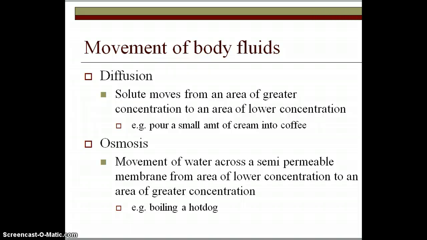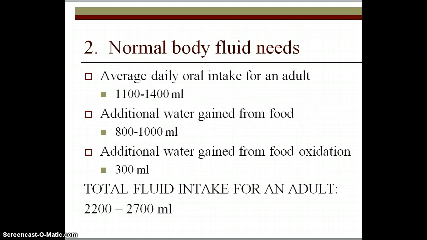We know diffusion is the process in which the solute or gas or substance in a solution moves from an area of greater concentration to lower concentration. The example they give is when your creamer distributes evenly in the coffee. We also know that osmosis is the movement of water across that semi-permeable membrane, and that happens as a result of a pressure gradient. Boiling in the hot dog, when the skin of that splits open because too much water has been brought into the hot dog.